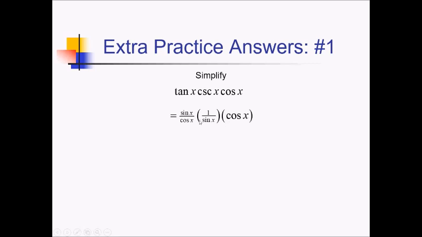So we see here that these sine of x's can cancel. So can these cosine of x's. This cosine over here is really in the numerator. So that just leaves us with 1. It's about as simple as it gets.